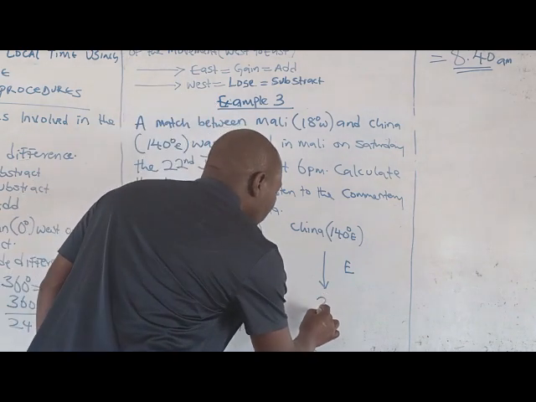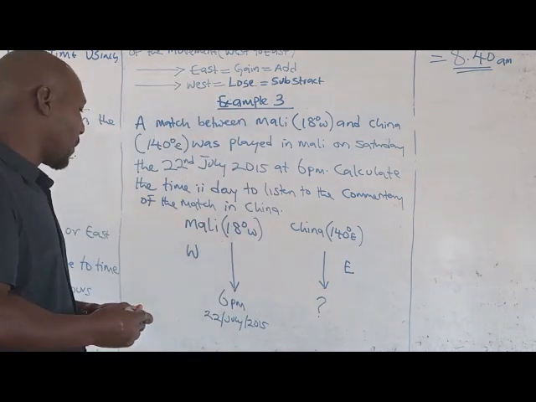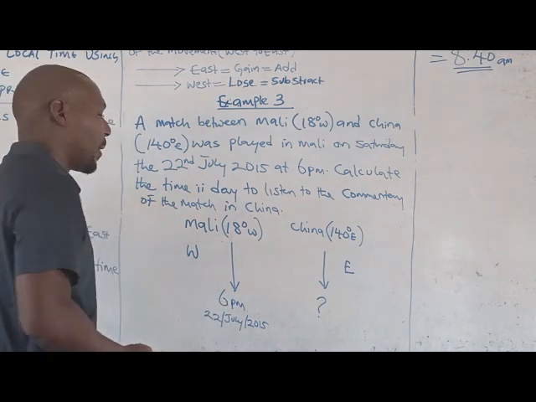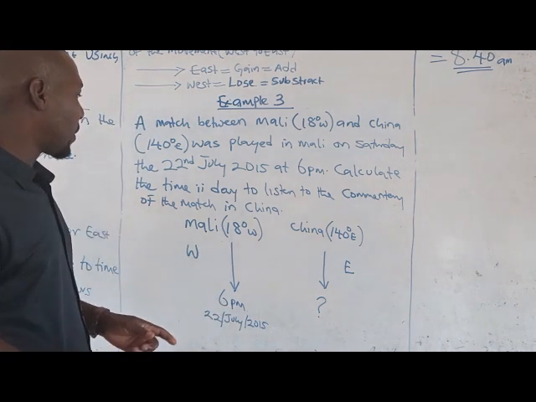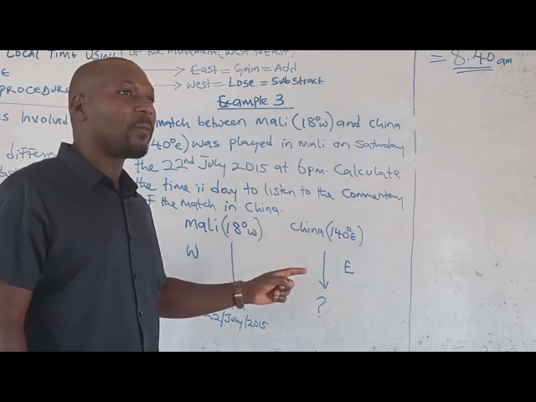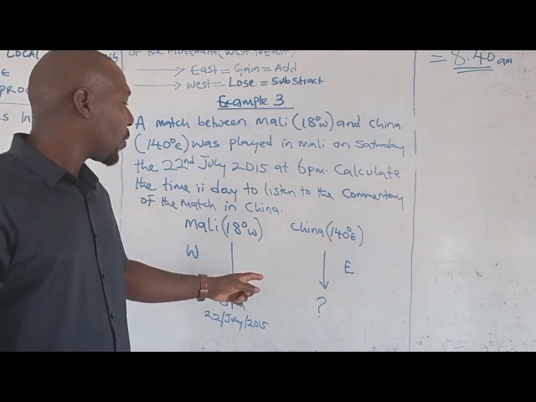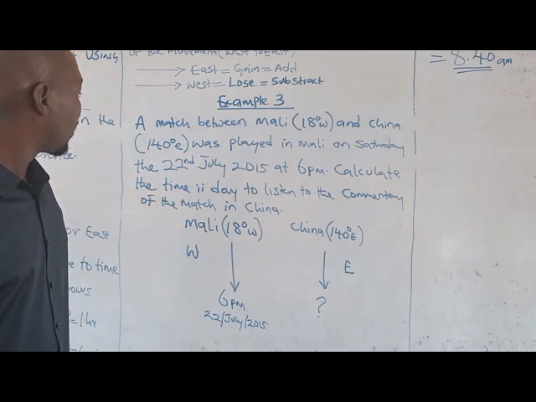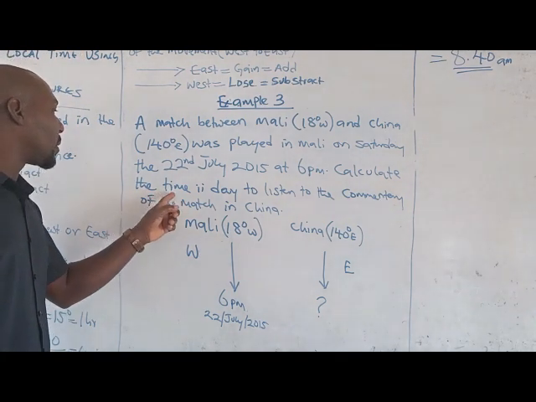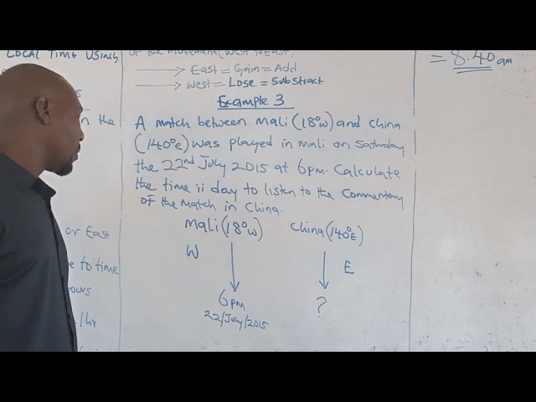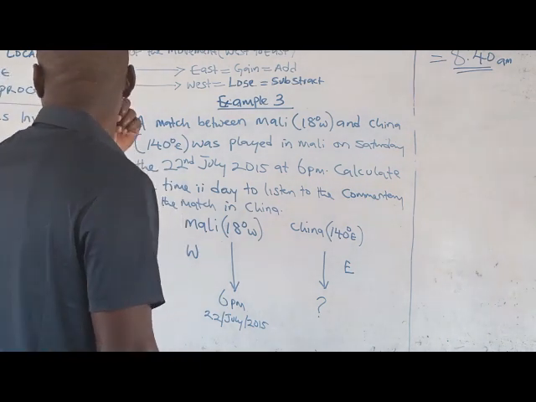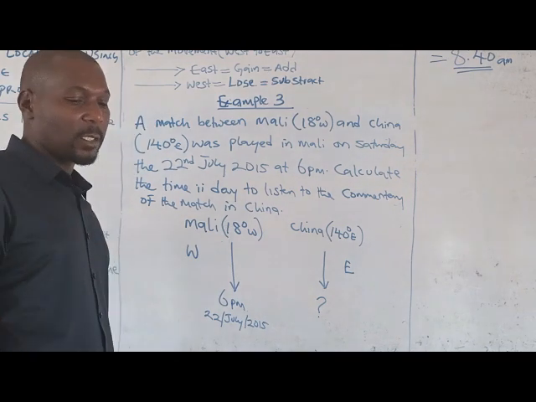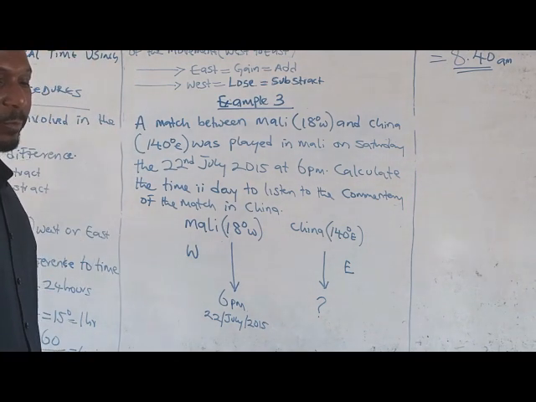So now they have given us the time and the date the match was played in Mali. But they said people in China, when will they turn off their radio to listen to the commentary of the match? So let's not forget, we are looking for two things: the time and the date. So now we have done rule number 1, which says we should locate the two places that are involved.